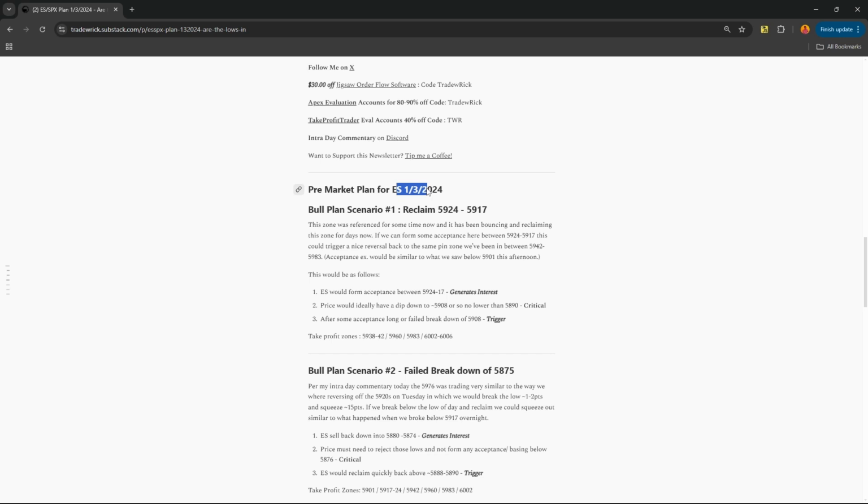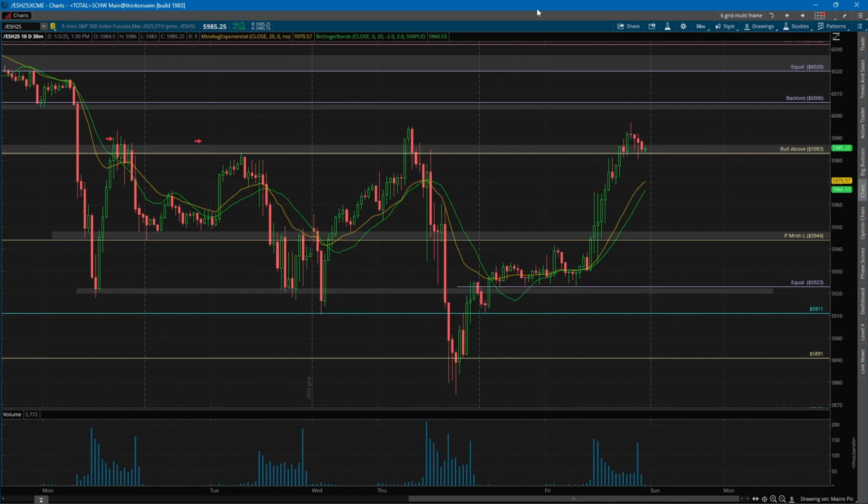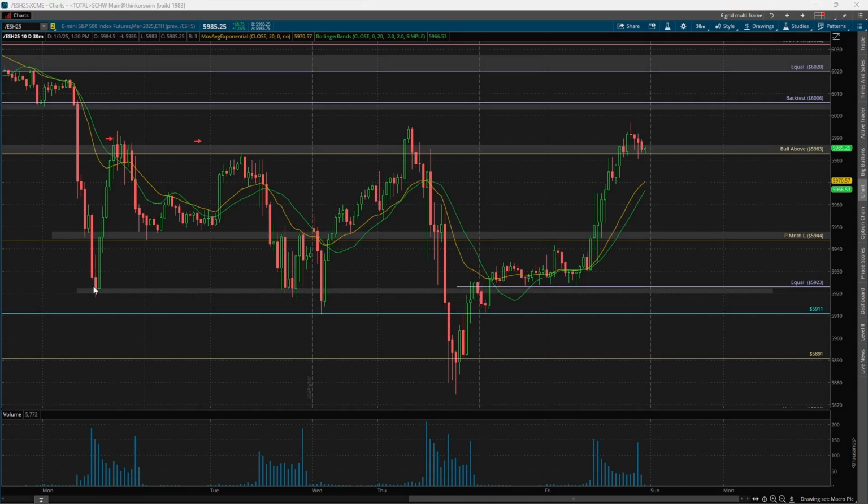So for January 3rd, I had said a reclaim of 59.24 to 59.17. If we go to the exact chart, you can see that that point is exactly right here, 59.23, 59.17. That was the prior low from a couple of days of trading sessions. So there's a series of lows that were forming here.